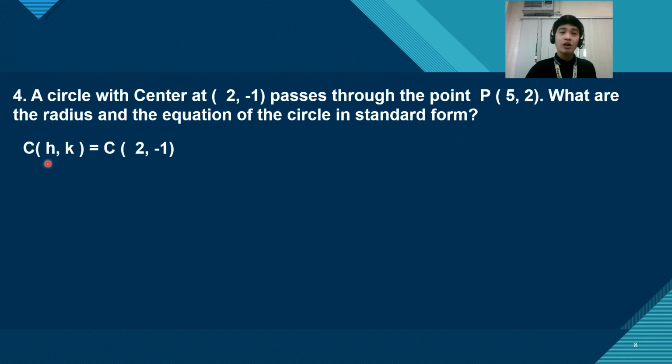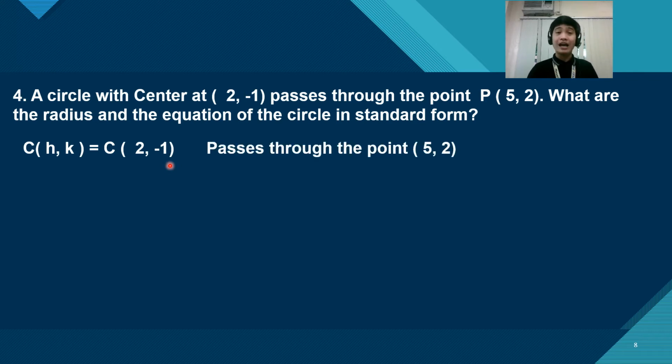So, center of the circle is h, k. So, based on the problem, our center now is 2, -1. So, as you can see, wala na po sa origin yung ating center. Nasa point na 2, -1. And based on the given problem, sinabi rin po dyan that the given circle passes through the point 5, 2. Dinaanan nung circle itong point na 5, 2.